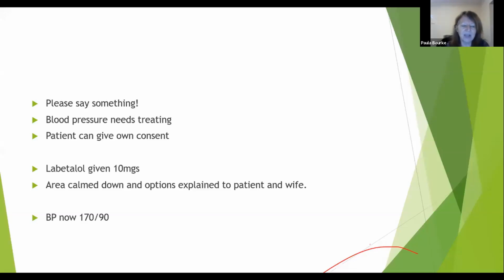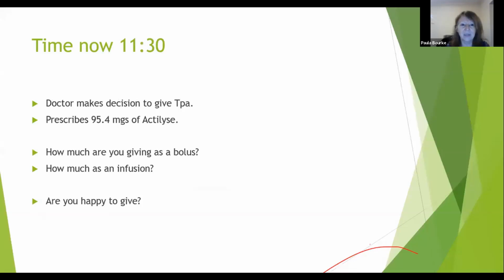Now the blood pressure is down to 170/90 because you've acted on it, you've given medication, you've calmed the situation down. Good to go? Great. So it's now 11:30. He's been in ED since 10:45, I think it was, he arrived. So we're all on time. We're in plenty of window time, taking its time to get through. And the doctor makes the decision that yes, let's give tPA. And he prescribes 95.4 milligrams of alteplase. That's 106 times 0.9. Great.